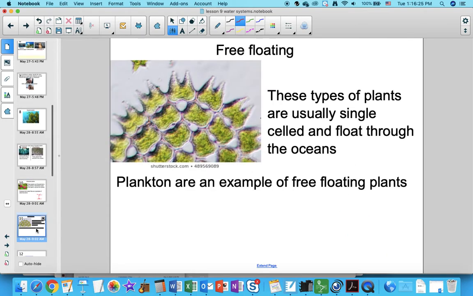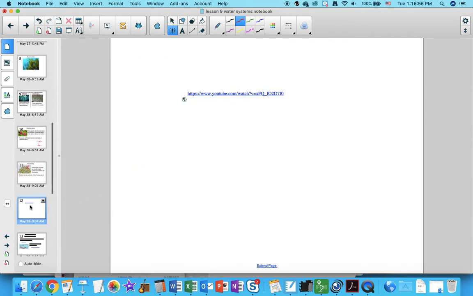Free-floating plants are plants that just sort of float around. Typically, they're usually one-celled or single-celled. Plankton is an example of a free-floating plant. These cells float along the water, and they do what plants do, photosynthesis, while being pushed around by waves. And so they exist floating around. Sometimes they stick together, but for the most part, they just float around. In this video, we'll talk about that in more detail.